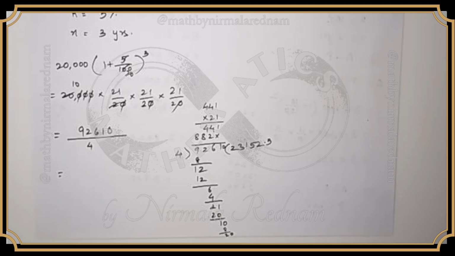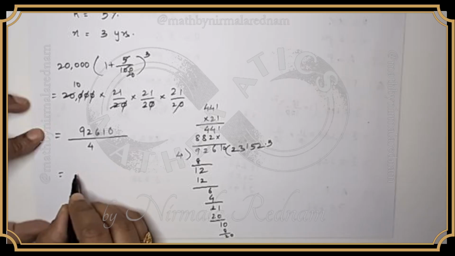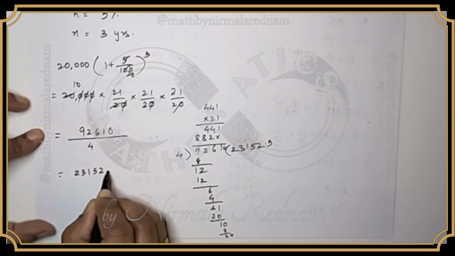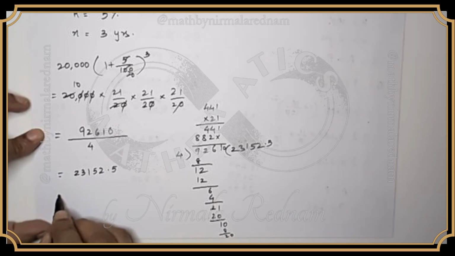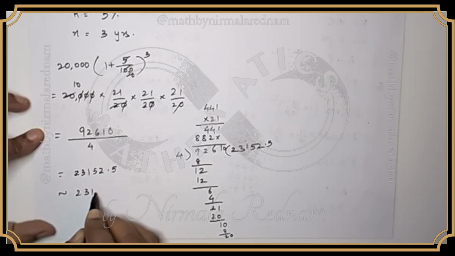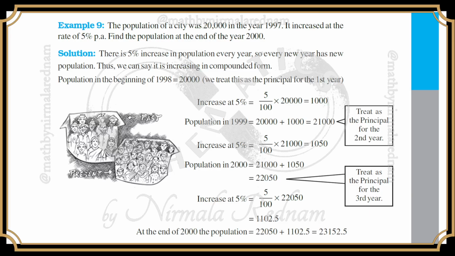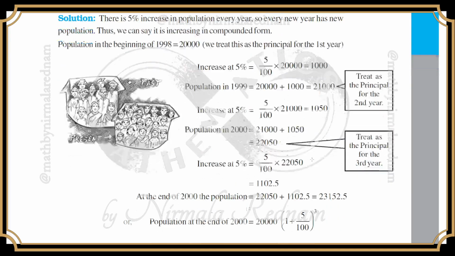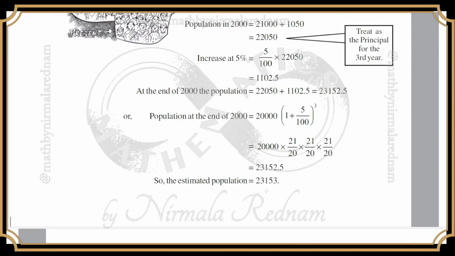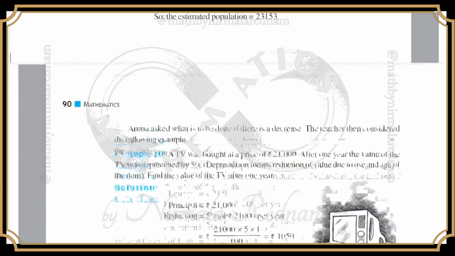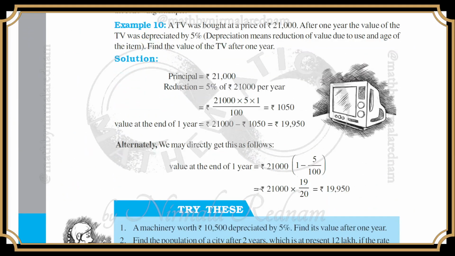So that's our answer, which is 23152.5. Okay, and we are going to approximate it because we're talking about population here, right? So the answer is 23,153. So you can see that with the formula or compounding it each year separately is going to give you the same answer. Next, let's look at this 10th example.